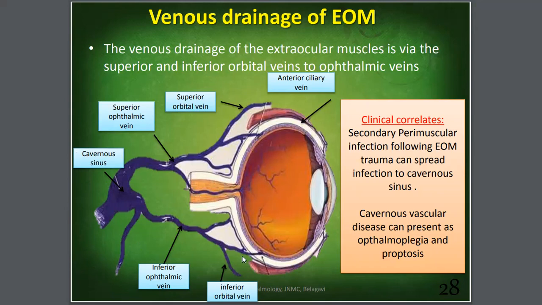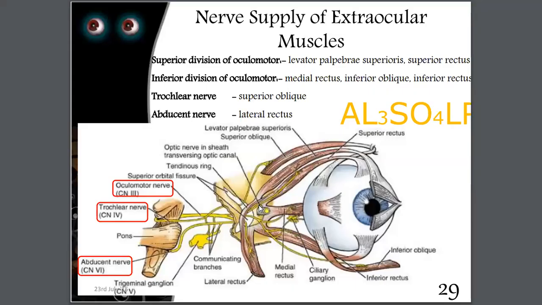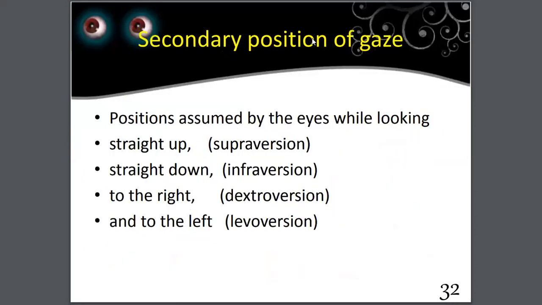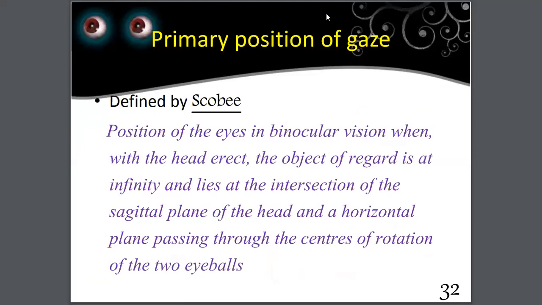Then, secondary perimuscular infections following extraocular muscular trauma can spread the infection to the cavernous sinus. Yesterday also we did this. So cavernous vascular disease can present as ophthalmoplegia, paralysis of extraocular muscles, and proptosis. That means bulging of the eyeball, and drooping of the eyelids. This also we did.